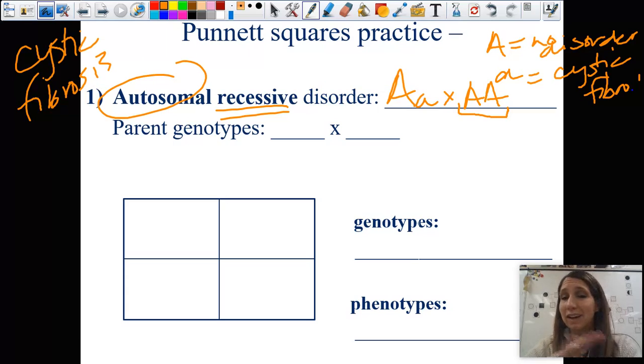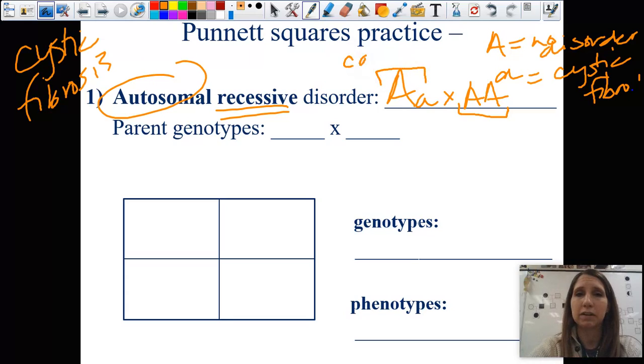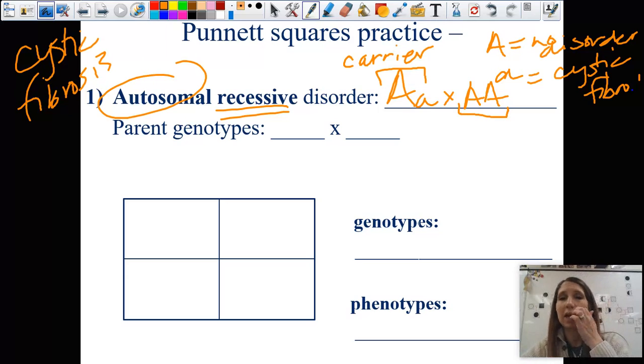Okay, this parent is not a carrier, but this parent over here is a carrier. This parent doesn't actually have cystic fibrosis and would live a pretty normal life, except for the fact that they could pass down that little a allele to their offspring, and potentially not even know it.